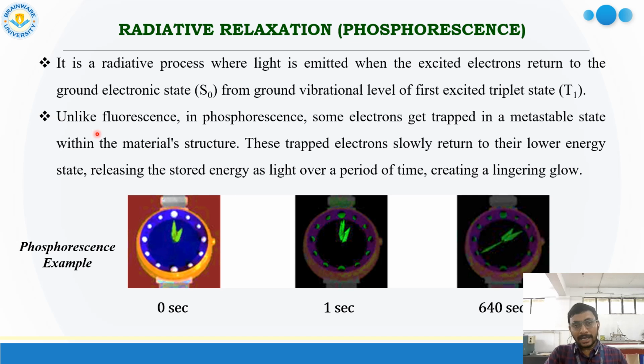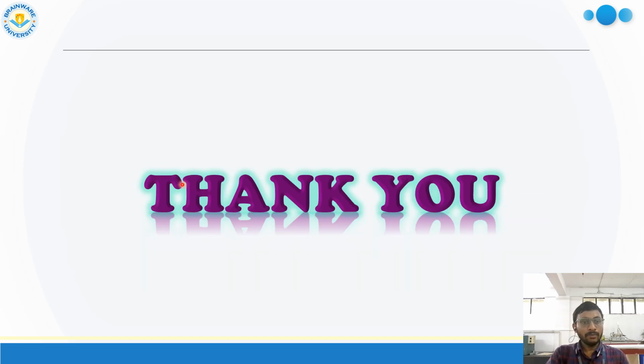Unlike fluorescence, in phosphorescence some electrons may get trapped in the metastable state, and that is why phosphorescence happens over a longer period of time. As I said, if we remove the light, fluorescence will be completely stopped. But if we remove the light in case of phosphorescence, we will still get light after some time. As you can see, even after 640 seconds, we are still getting phosphorescence. That is the basic difference. In terms of electronic levels, T1 to S0 is phosphorescence and S1 to S0 is fluorescence, and in terms of timing, this is the difference between fluorescence and phosphorescence. And thank you. That is all.